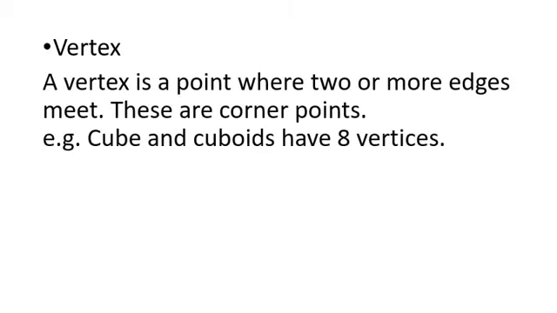Coming to a vertex. A vertex is a point where two or more edges meet. These are the corner points. What do you mean by a vertex? A vertex is a point where two or more edges meet, and these are the corner points. For example, cubes and cuboids have 8 vertices.